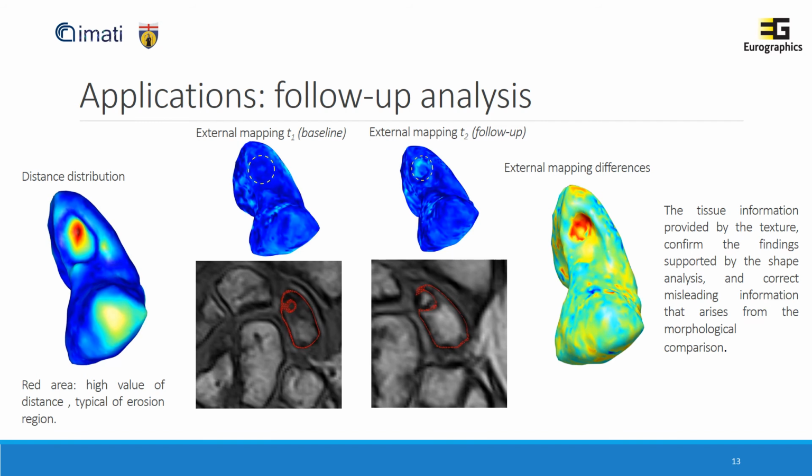Computing the difference between the mapping obtained in the two different times, the higher texture difference results in the same area that was identified by the distance distribution. Moreover, the same coherence is not present in the areas where the high difference distribution values were due to the registration phase. This means that the texture analysis helps in correcting misleading information that arises from the morphological comparison.